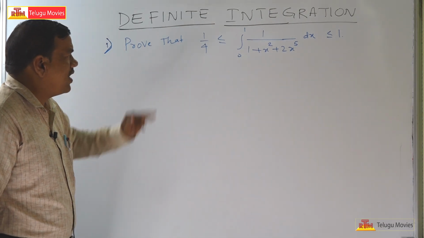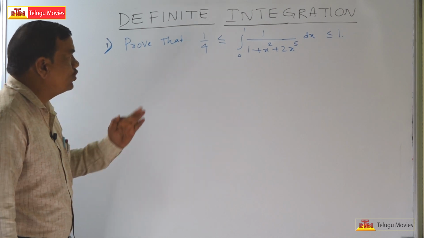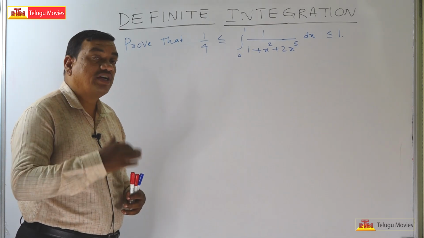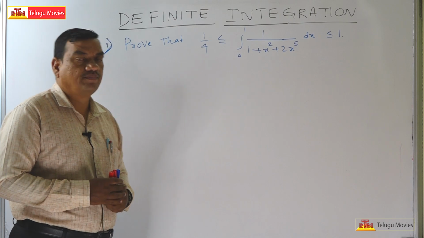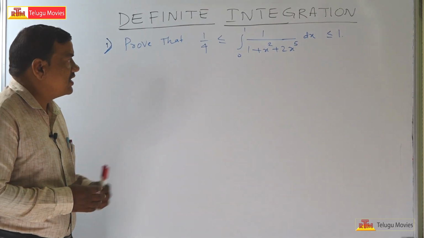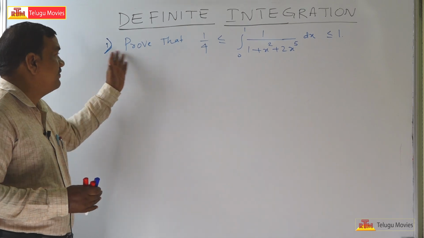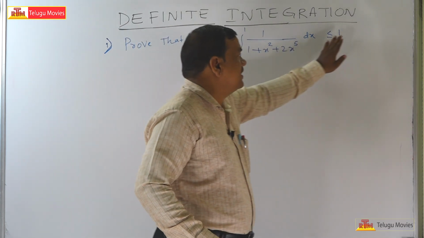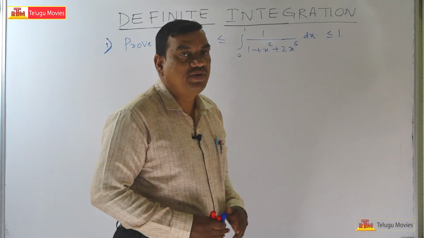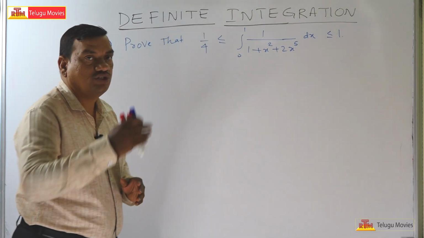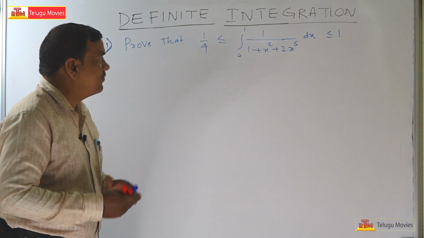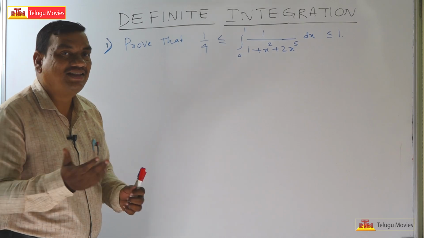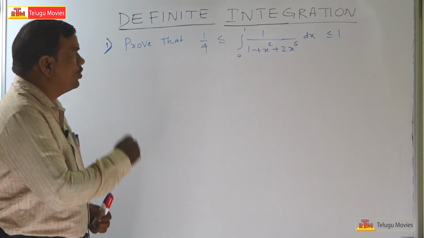We have to prove that 1 by 4 is less than or equal to the integral from 0 to 1 of 1 upon 1 plus x square plus 2x to the power of 5 dx, which is less than or equal to 1. You may say, sir, that is just like a CBSE board problem, where it is given, prove that. Not like that. In the examination, they will put some A and B here, and options will be created. Option 1, A is equal to 1 by 4, B is equal to 2. Option 2, A is equal to 1 by 4, B is equal to 3. Option C, A is equal to 1 by 4, B is equal to 1. Like that they will create the options. Then how to proceed with this problem?